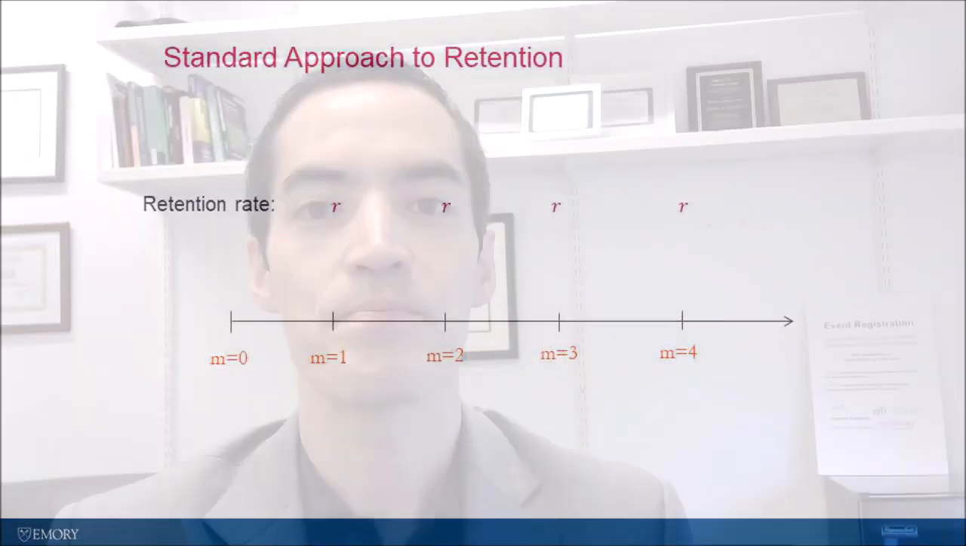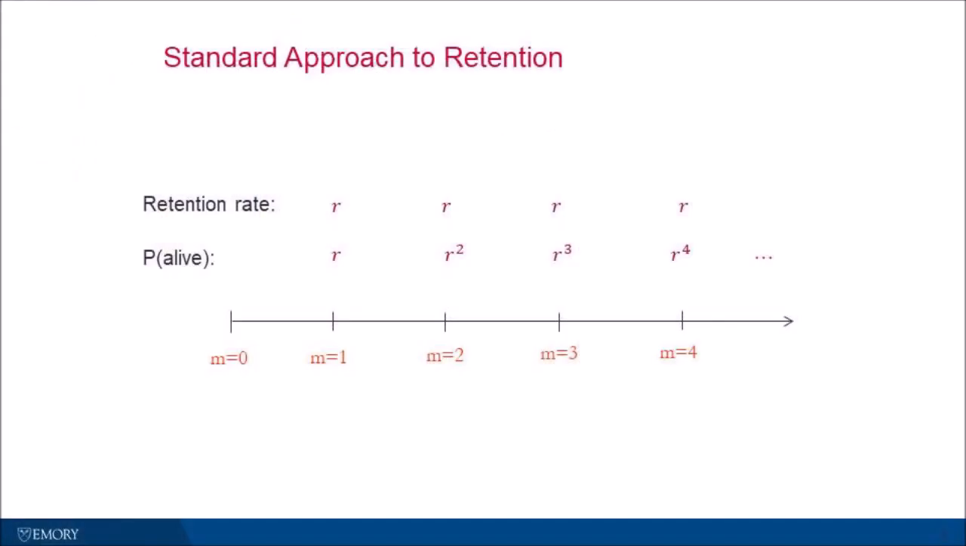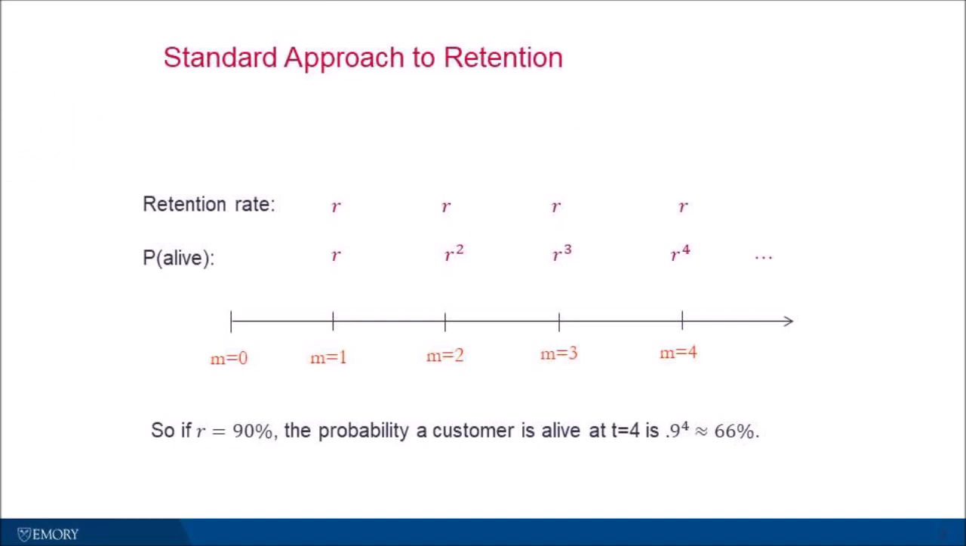as previous months. And when we think about how that translates into the probability that customers are alive, we take that standard constant rate, R, and just raise it to the power of the number of months out that we're looking. So the probability that I'm alive 1 month after being acquired would be R, 5 months after I've been acquired would be R to the 5th. As a simple example, if R was truly 90%, then 4 months out, this would suggest that the probability the customer is alive is about 2/3, about 66%.